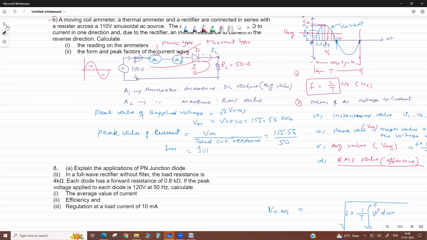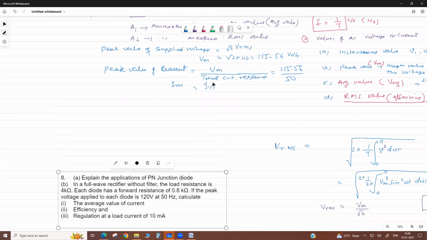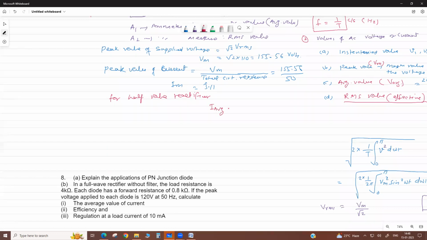Now we can calculate the average value. Please remember, for a half wave rectifier, I average is IM by pi, not 2 pi.